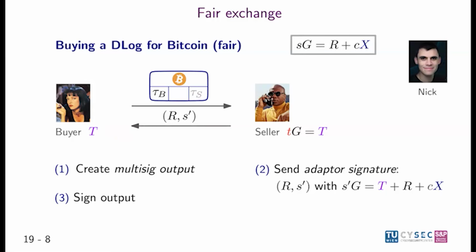Once Alice got that, she signs the output. And now in order to take the money, again by this multi-signature stuff, details of which I won't get into, the seller now has to produce a signature with the same R value. So it has to produce a signature R, S to get the Bitcoin so that this satisfies this equation here.